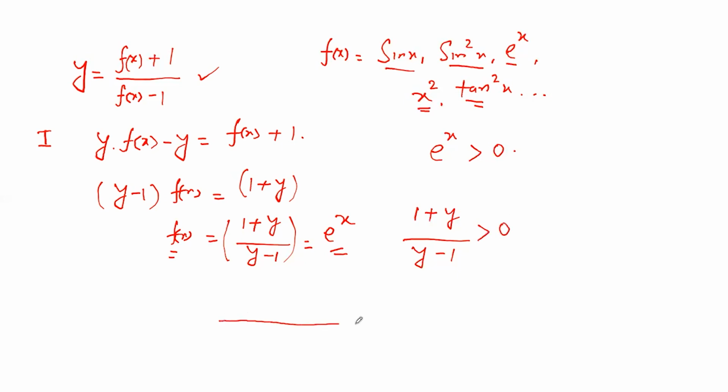Make a number line, right? This is -1, this is 1. Put any value greater than 1: positive, negative, positive. We require the positive side of this, so right side and left side. This is minus infinity to -1, open bracket because there is no equality sign, union 1 to infinity, right?